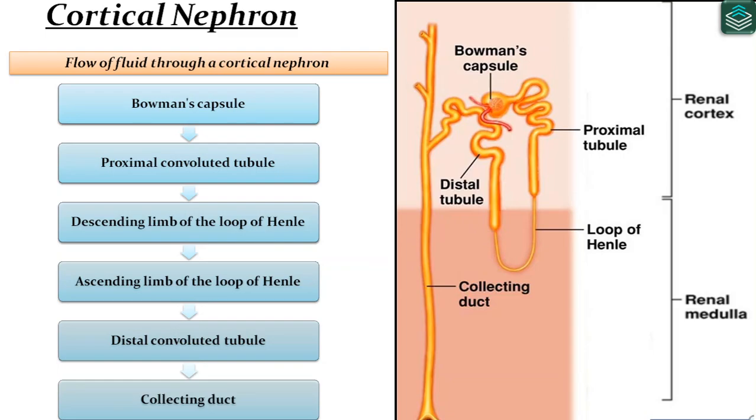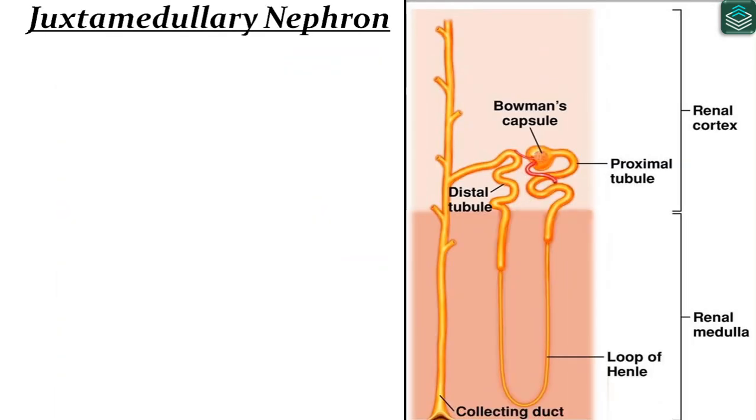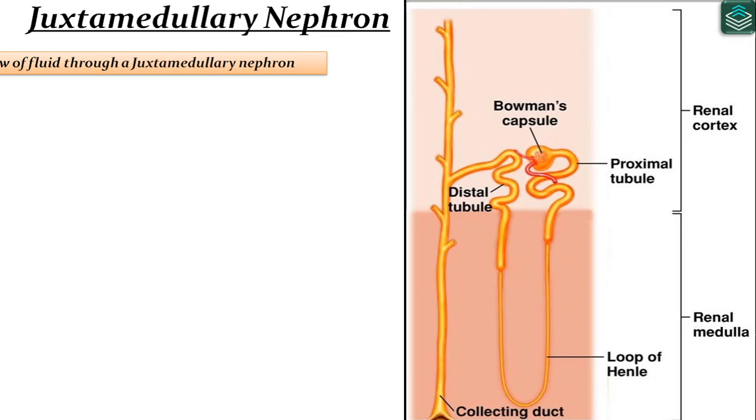The second type is the juxtamedullary nephron, which has renal corpuscles deep in the cortex close to the medulla. The loop of Henle is long. The ascending limb has both thick and thin regions. The lumen of the thin ascending limb is the same as in the other areas of the renal tubule. It is only the epithelium that is thinner. The loop of Henle receives blood from peritubular capillaries and vasa recta.